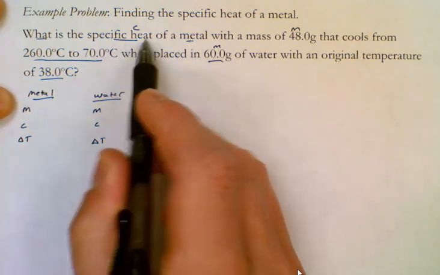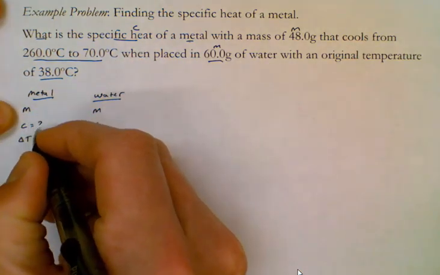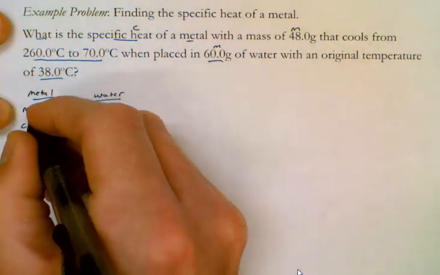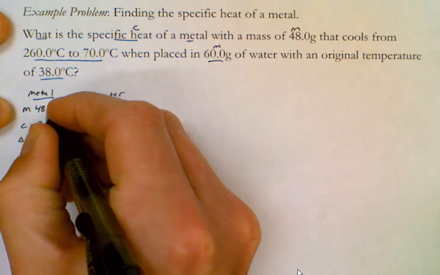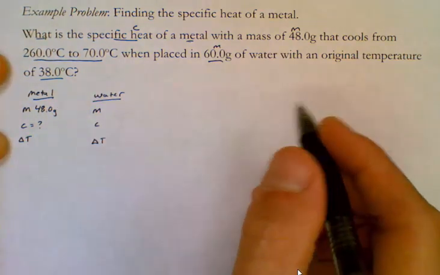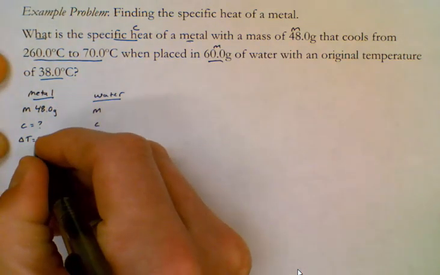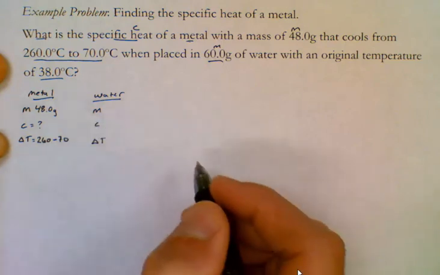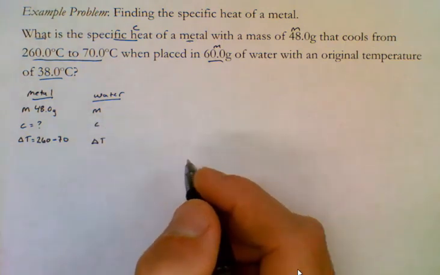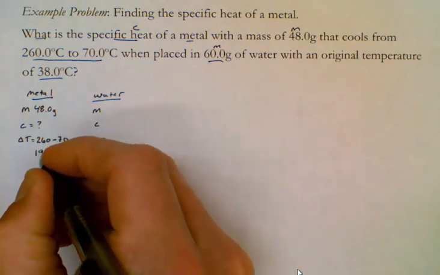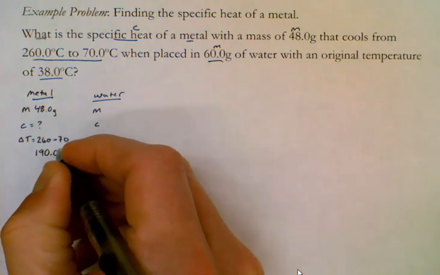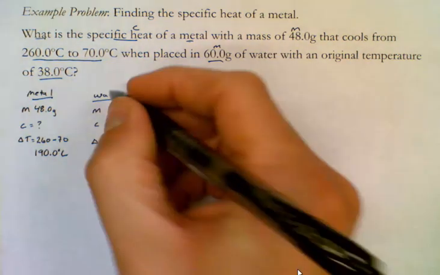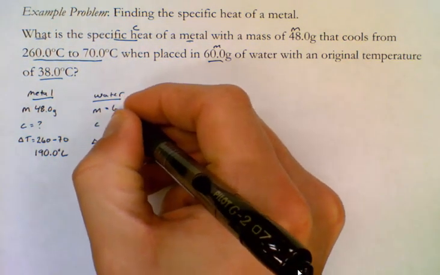We know that we're looking for specific heat of the metal, so that's a question mark under metal, specific heat, which is C. M is the 48 grams. And then delta T, I need to do 260 minus 70. Since I'm subtracting those, I need to get 190.0 degrees C, because both of these go up to the tenths. For my water, it's 60 grams.